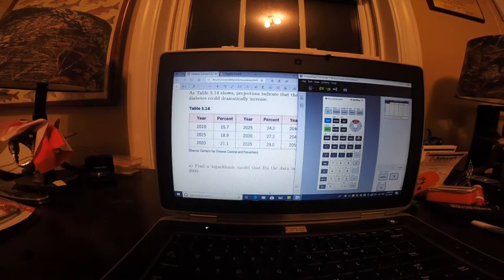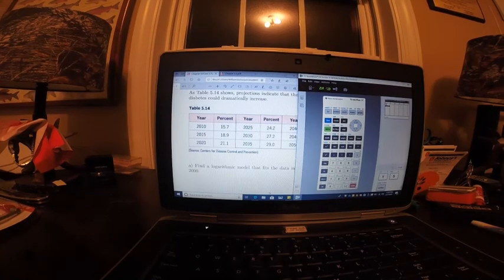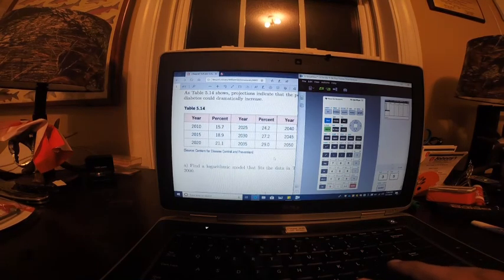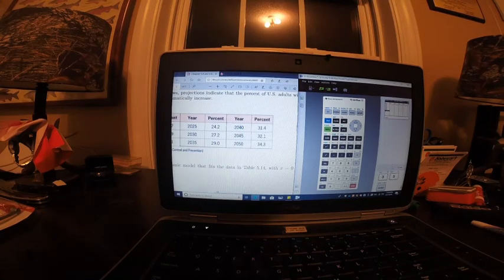So, x is going to go into L1. I've got 10 for the first x, 15 because we've adjusted it because x started in 2000, 20, 25, 30, 35. Let's see, we've got 40, 45, and 50. Alright.